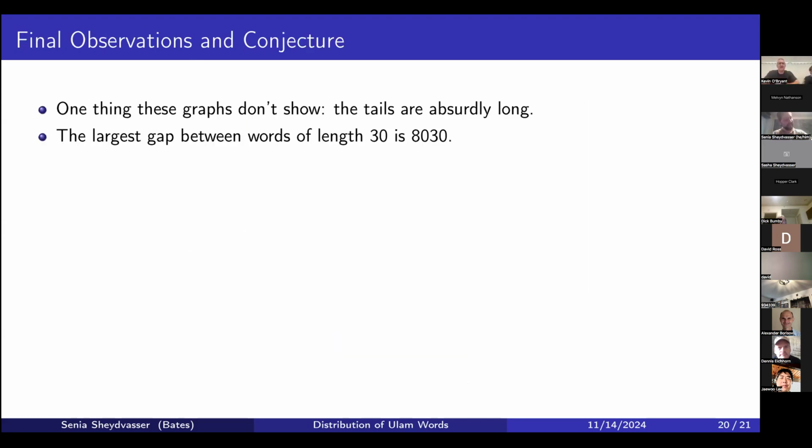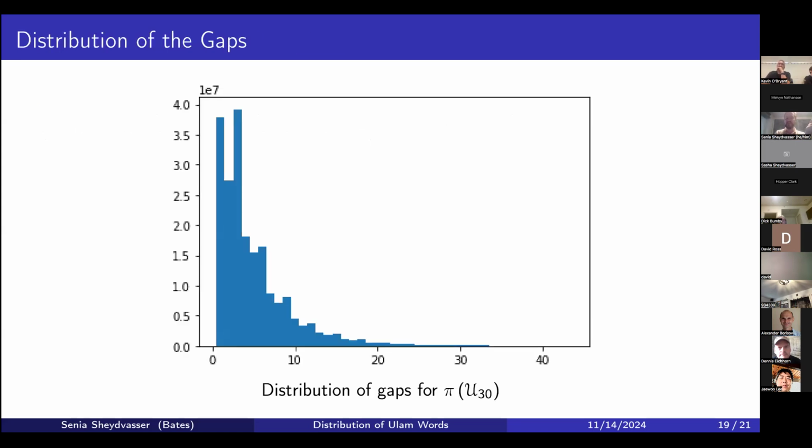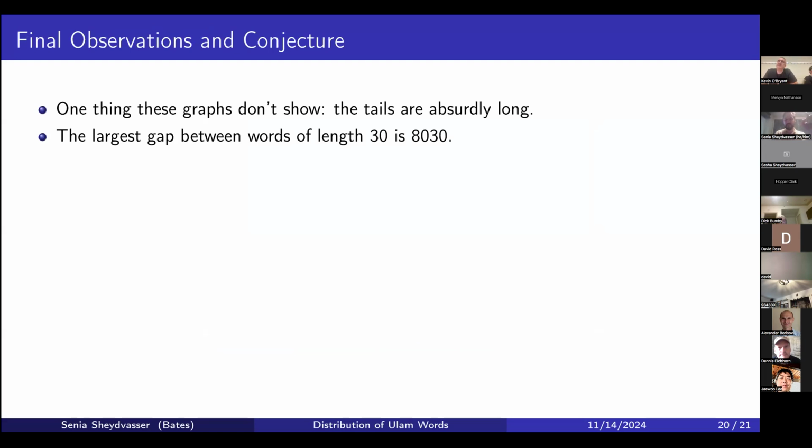All right, let me begin to wrap up here. So one thing I will note, which these graphs don't show, is that the tails of these distributions are absurdly long. So, for example, the largest gap between words of length 30 is 8,030, which is nuts, right? Because I'm only drawing up to gaps of 45, and the standard deviation is around 13 or something. So this is an extreme outlier.